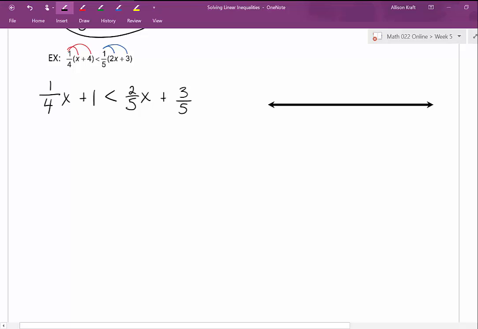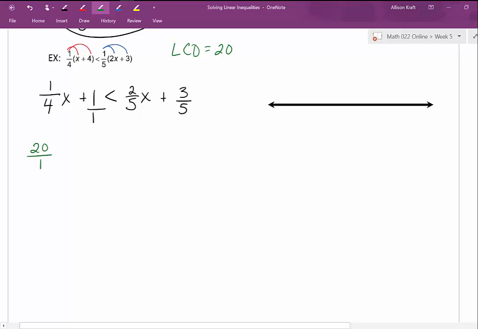I have an inequality full of fractions. I would like to get rid of those fractions. We can do so by multiplying each one of our terms by the LCD. The LCD between 4, 1, 5, and 5 is 20. So I'm going to multiply each one of these terms by 20.